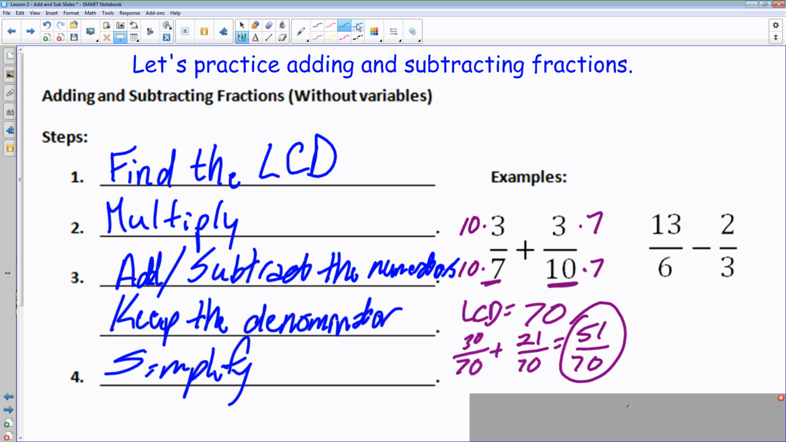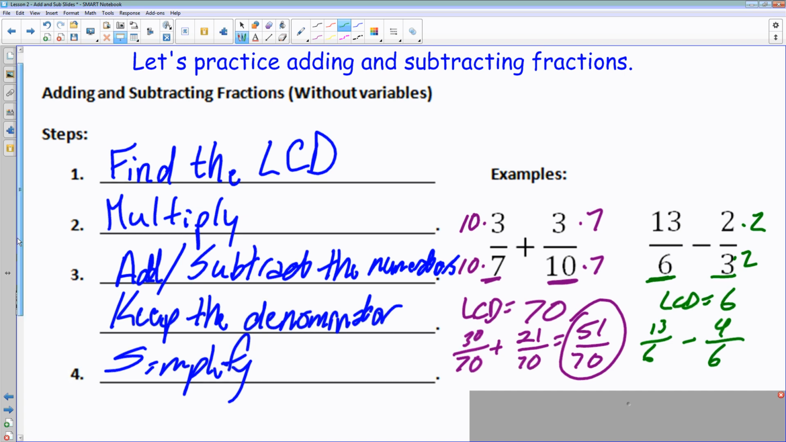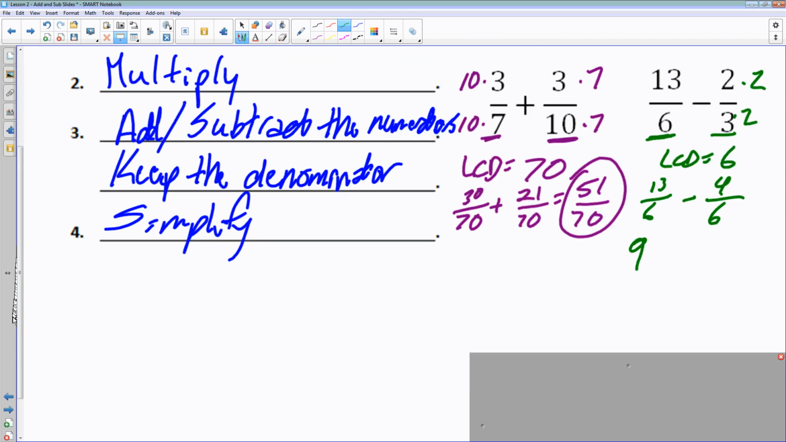Now, the second set of fractions, we've got 6 and 3. And the LCD between those two is actually 6, right? Because 3 multiplies by 2 to get to 6. So because 6 is my LCD, I don't actually have to change the denominator of my first fraction. I only have to change my second fraction. And 13/6 minus 4/6 is going to get me 9/6, but that reduces because 9 and 6 are both divisible by 3 to get me 3/2.